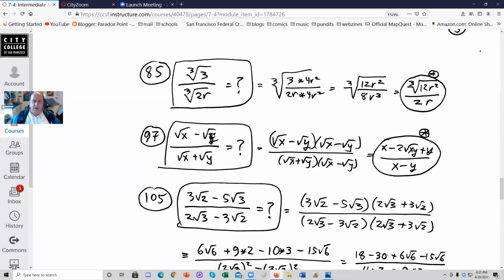Okay, root x minus root y over root x plus root y. We'll multiply numerator and denominator by the conjugate of the denominator, which is root x minus root y. This times this is the difference of squares, x minus y. This times this is the square minus twice product plus square. So in the upshot, x minus 2 root xy plus y, all that divided by x minus y.